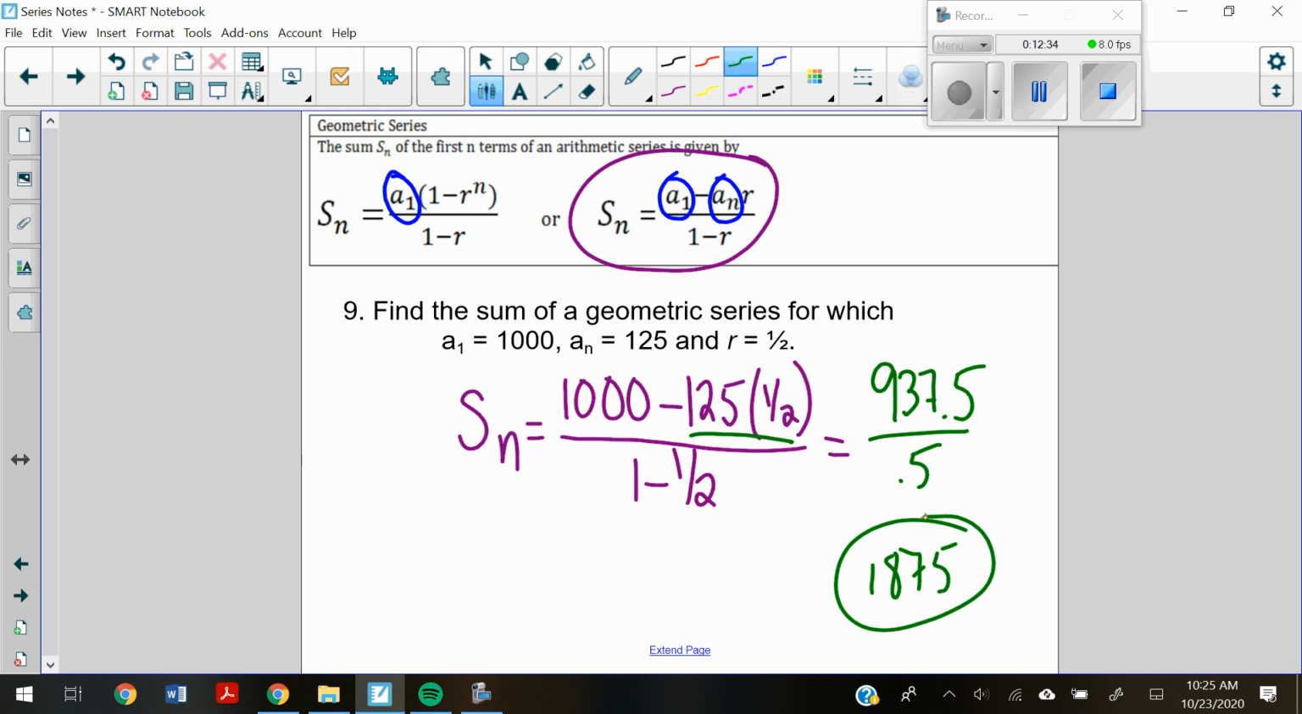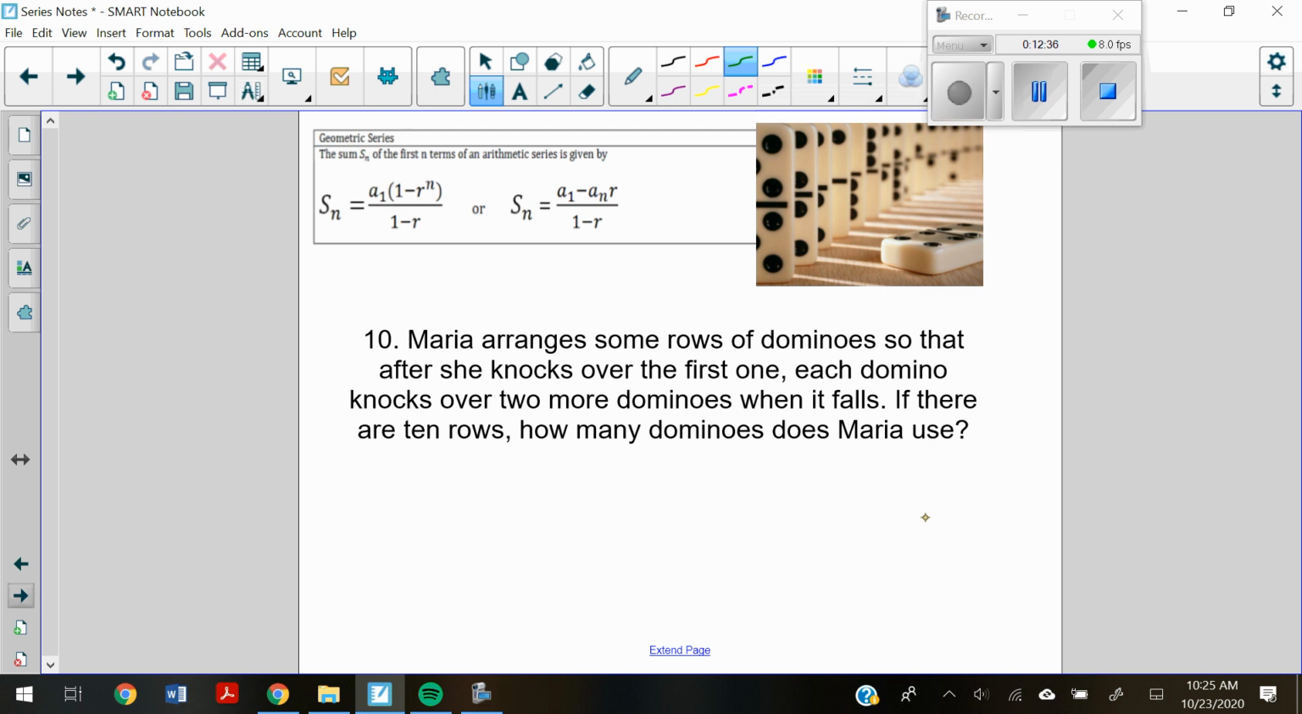So let's look at this next one and decide what formula. Maria arranges some rows of dominoes. After she knocks one over, each domino knocks over 2 more when it falls. There are 10 rows. How many dominoes does Maria use? Okay, so this one is a multiplication one. Our first term is 1 domino, and after that everyone knocks down 2 more, so that makes our r equal 2. We're not adding 2 every time, we're multiplying by 2 every time. And we want to know, if there are 10 rows, how many does she have?